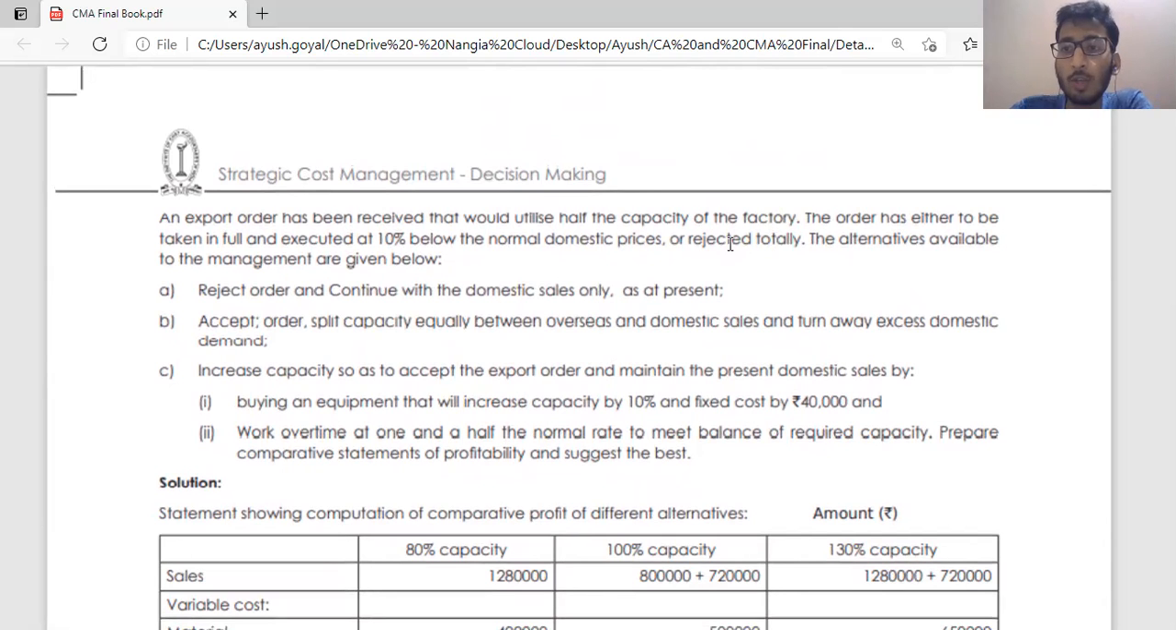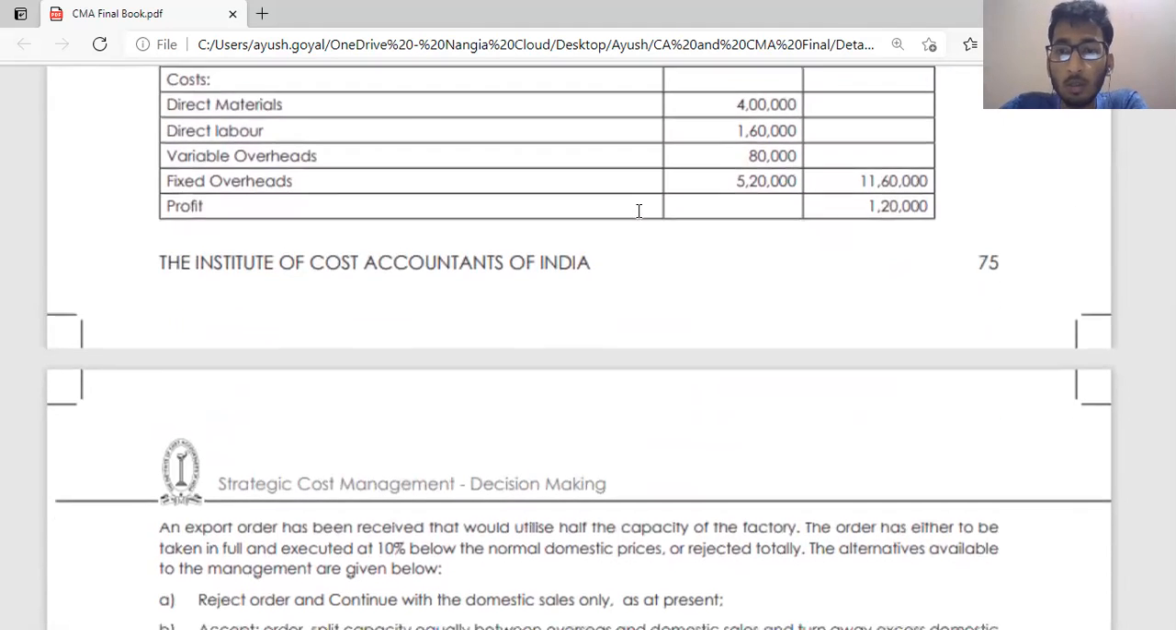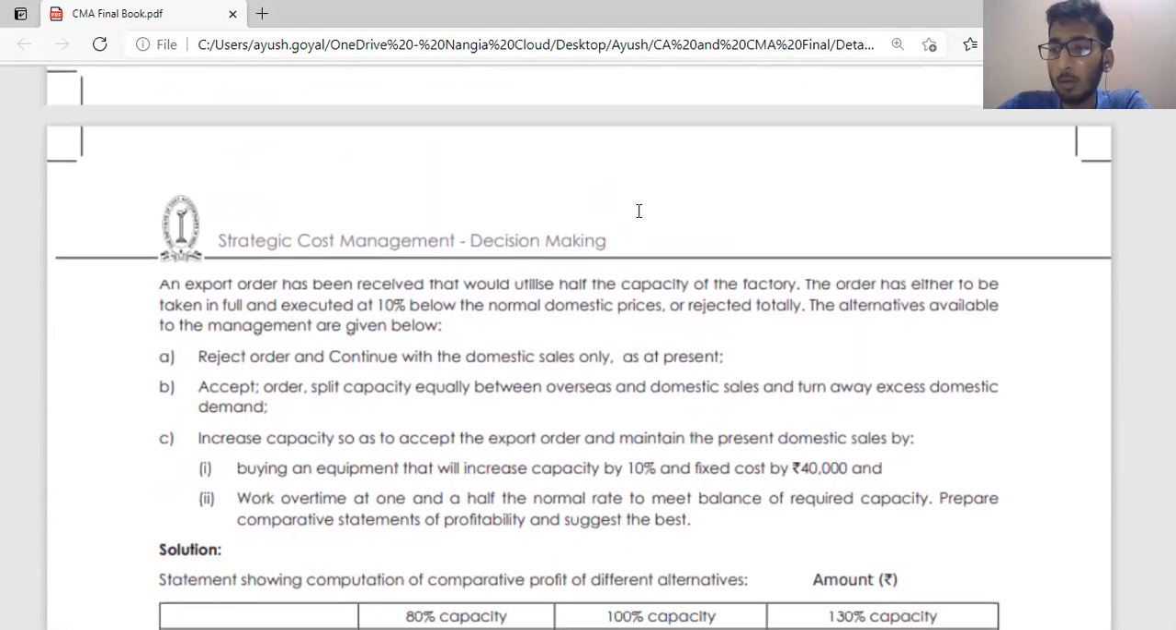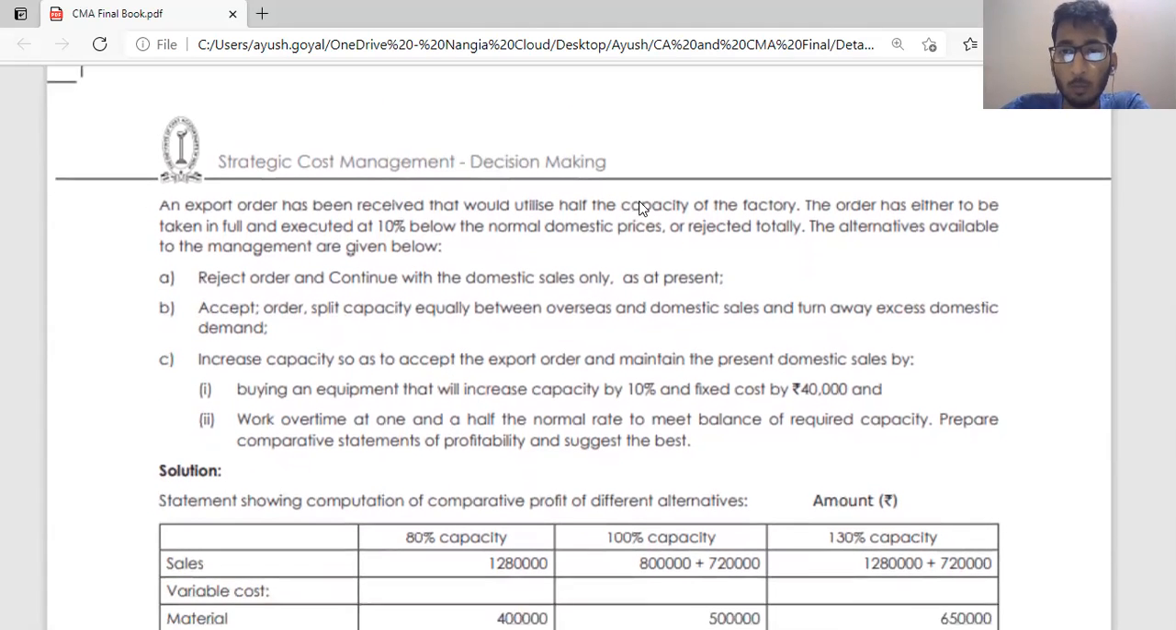Or you can reject it totally. So either you accept the complete half of the capacity in full, or reject it in full. Since we have only 20% capacity left in our current day-to-day business, I am not able to work only on those 20% for the export order. I need to work 50% complete for the export order.